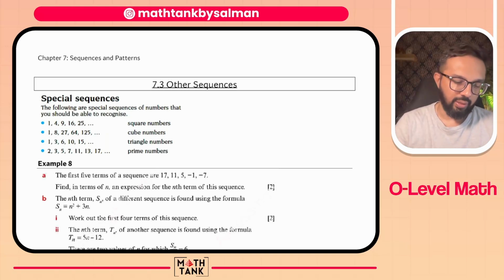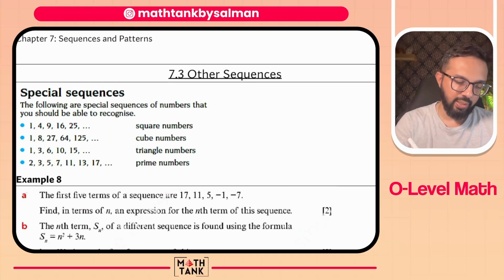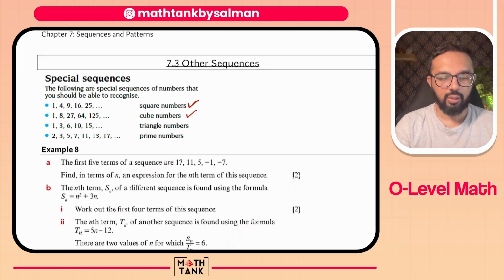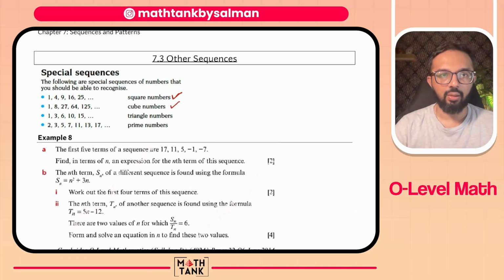So what are these sequences? These are the sequence of square numbers. It's very important to know what these square numbers are and how they work. Then cube numbers: you should be able to spot them when you see one of these numbers. So it's important to remember the series rather than trying to figure it out on the spot. Cube numbers are the cubes of 1, 2, 3, 4, and so on.